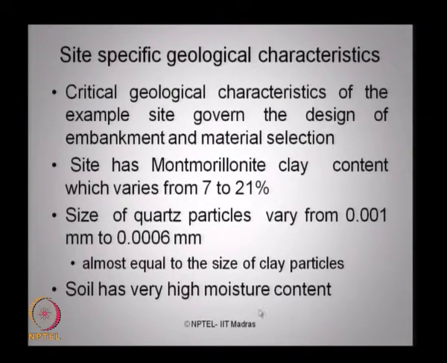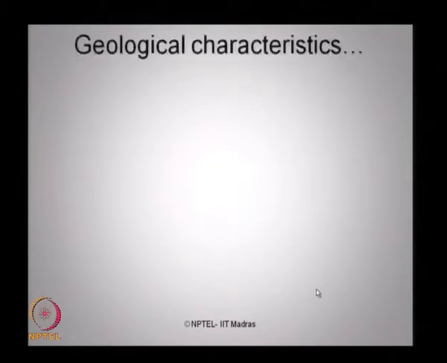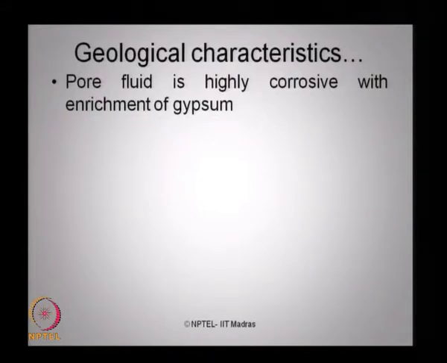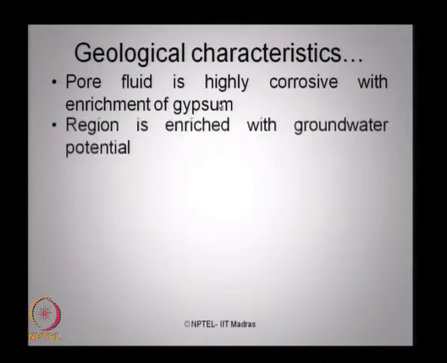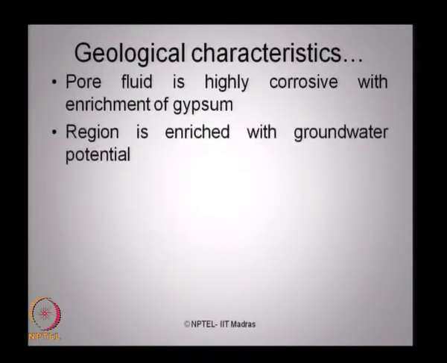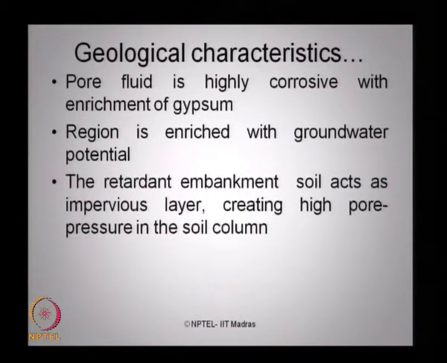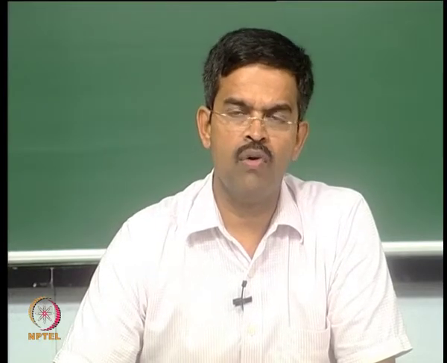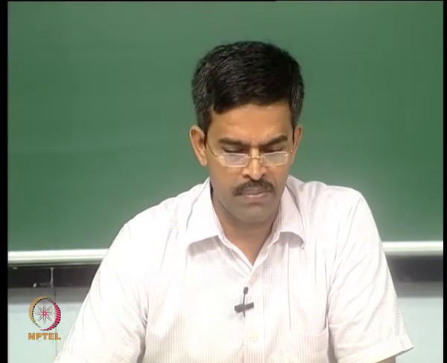resulting in which the soil has attained a very high moisture content. The moment the soil has reached a very high moisture content, the pore fluid becomes highly corrosive because of enrichment of gypsum present in the content. As a result of which the region is enriched with groundwater potential. The retarded embankment soil acts as an impervious layer, creating a very high pore pressure in the soil column, and this high pore pressure is quite dangerous for any type of conventional gravity type construction which can be used for protecting this coast as a coastal embankment.